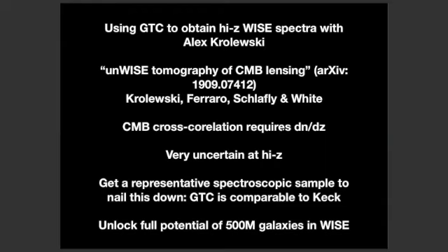But basically, they found that if you're doing CMB cross correlation and you need dN/dz, the number density of objects as a function of redshift, the limiting uncertainty here is that dN/dz is very uncertain at high redshift. So if we could get a representative spectroscopic sample of even a couple hundred objects with GTC to nail that uncertainty down, you could actually use it to unlock the potential of this far larger WISE survey, which actually has 500 million galaxies. So GTC is basically, think of it like Keck. It has similar capabilities. And we've actually been awarded some time to go and pursue some of these spectra, and hopefully that will strengthen the CMB cross correlation.